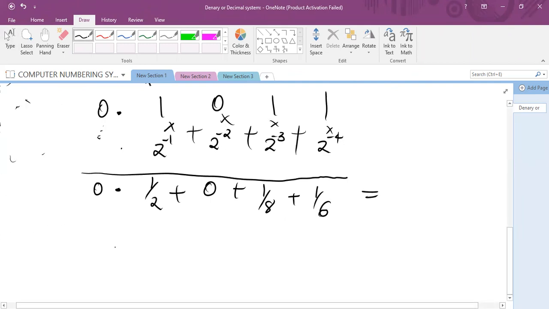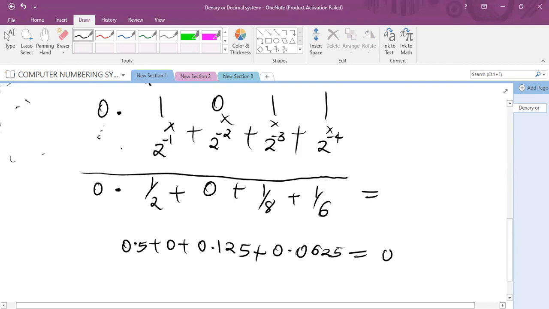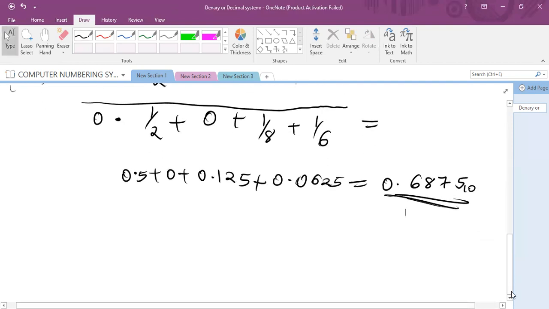So we'll have 0.5 plus 0 plus 0.125 plus 0.0625, and all this will give us 0.6875 to base 10. So this is it in denary form.